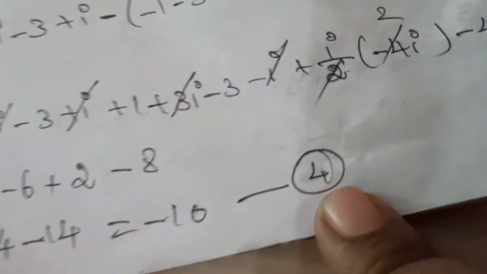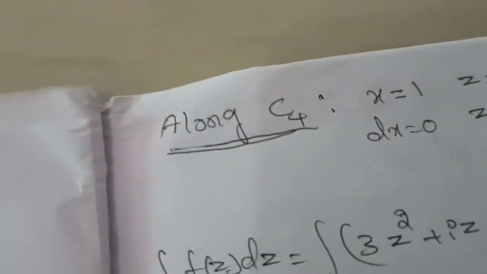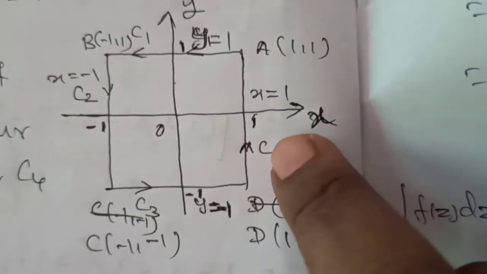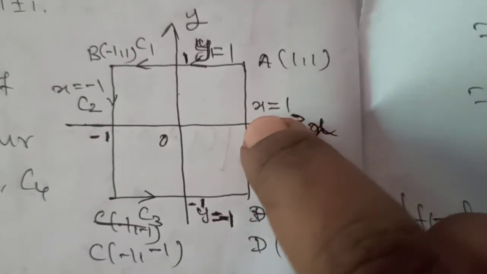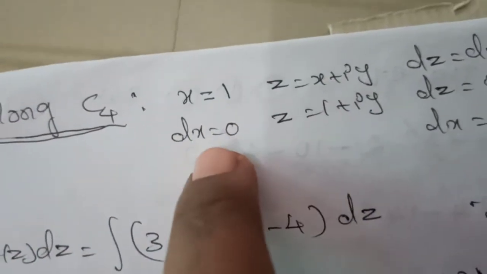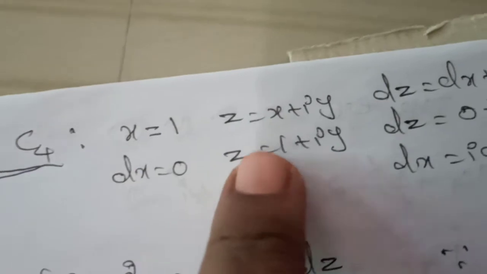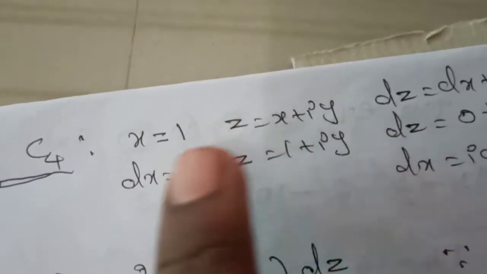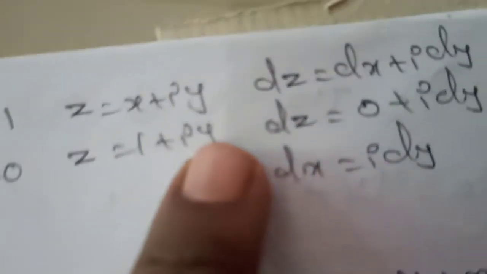So that is equation number 4. Next find the value along C4. Now along C4, take the diagram, that is D2A. Along C4 we have the equation x equal to 1. Along C4, x equal to 1, differentiating this gives dx equal to 0. Take z equal to x plus iy, and substituting x equal to 1 here, z equals 1 plus iy.